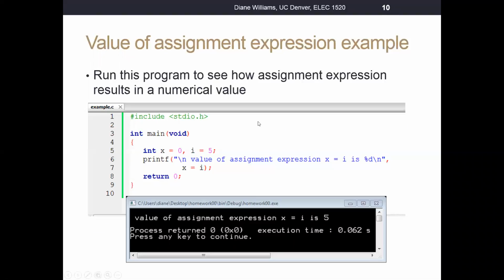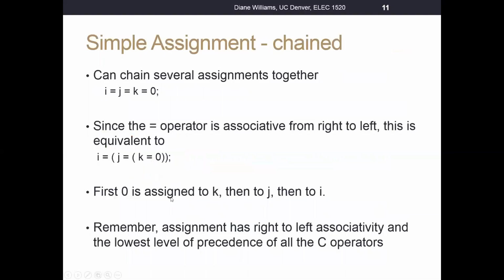Once in a while, you will see chained assignment. So chained assignment means we just have several together. Well, the assignment operator associates from right to left. So technically what happens in this case, the 0 is assigned to K. So down here, this operation happens first. 0 is assigned to K. This whole expression evaluates to 0. So then 0 is assigned to J. That whole expression evaluates to 0, and then 0 is assigned to I.